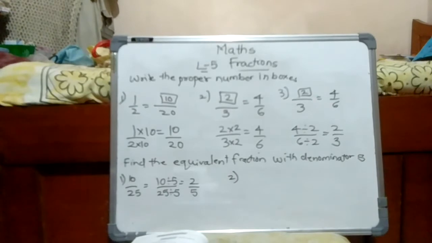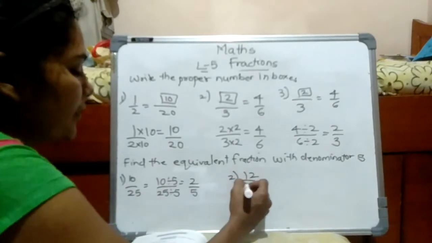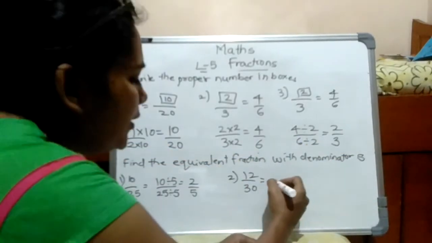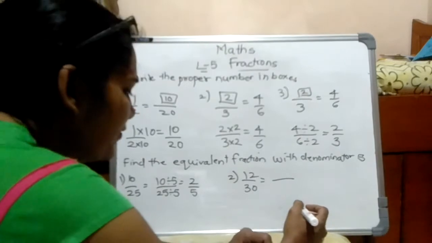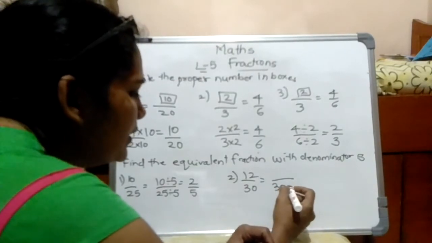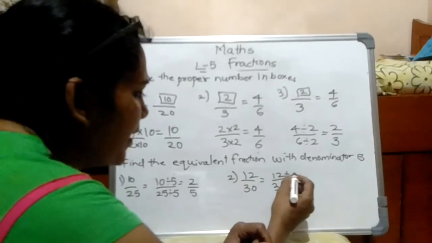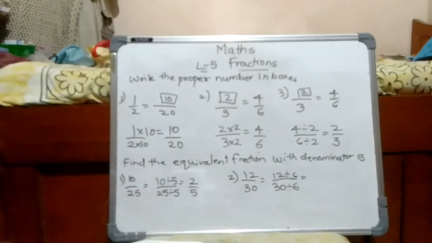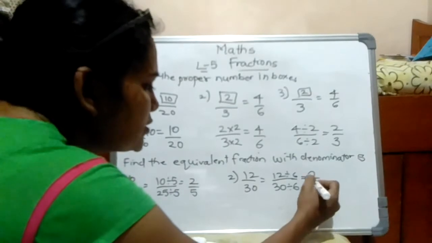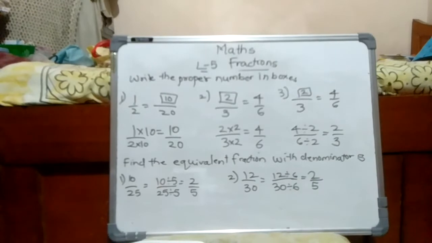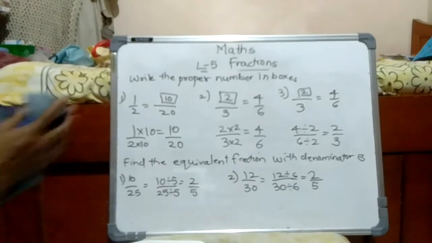Another number, if it is given 12 upon 30. Now you should get the denominator 5. How you will get? 6 5s are 30. So you will divide 30 by 6, 12 by 6. We should see the number by which they both get divisible. Now here 6 2s are 12 and 6 5s are 30. This is in the division form. Now we'll see in the multiplication form.